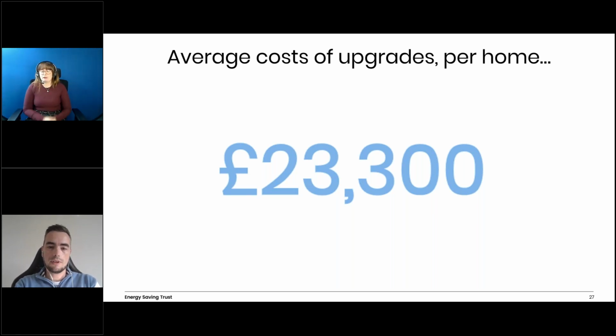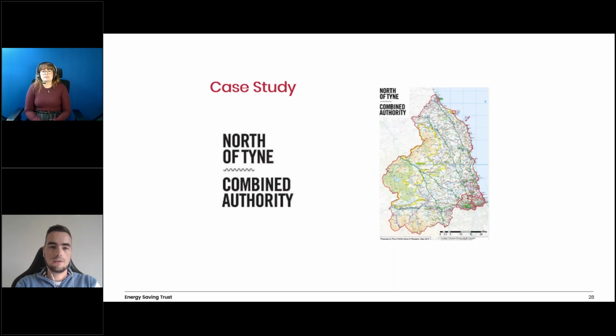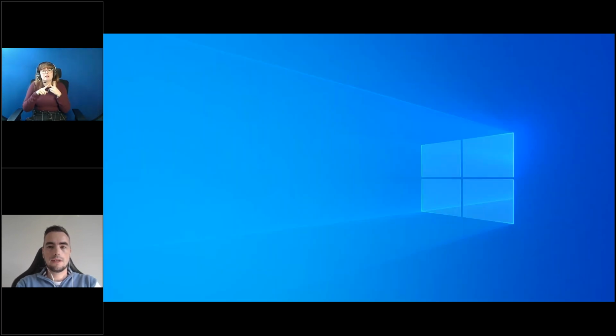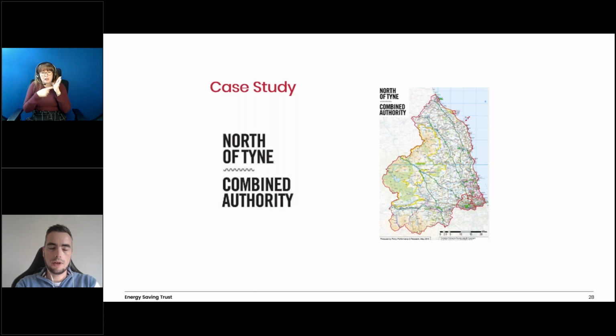So I'll talk now a little bit more about the North of Tyne Combined Authority. It's split across three regions, Newcastle, North of Tyne and Northumberland, and there's obviously a significant volume of homes across that area. If you move on, please.